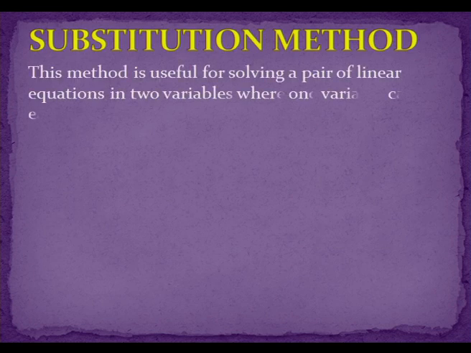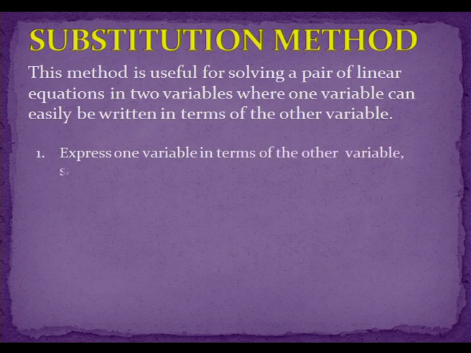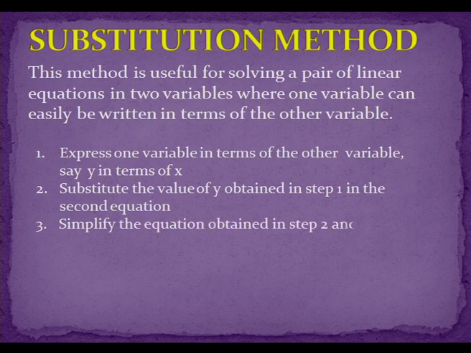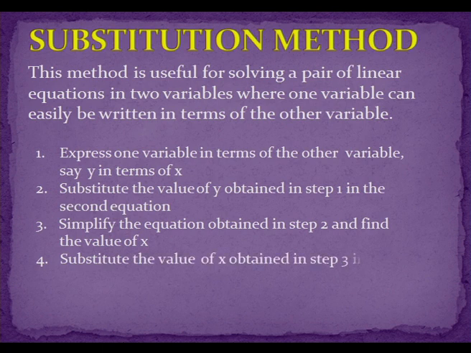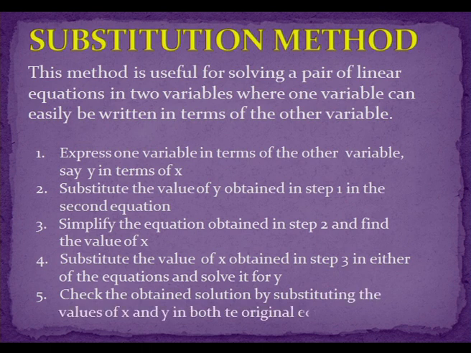In this method, what are we trying to do? This method is useful for solving a pair of linear equations in two variables, where one variable can easily be written in terms of the other variable. For that, first step is express one variable in terms of the other variable, say y in terms of x. In second step, substitute the value of y obtained in step 1 in the second equation. In the third step, simplify the equation obtained in step 2 and find the value of x.